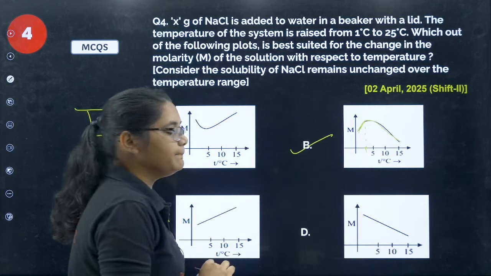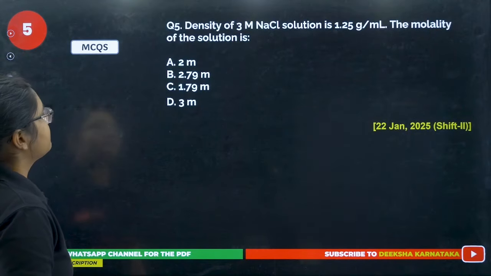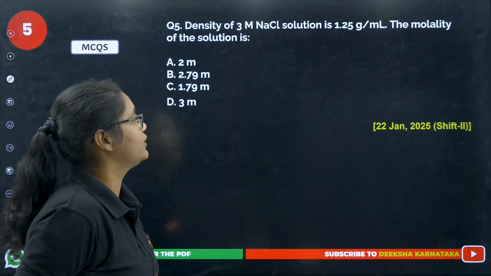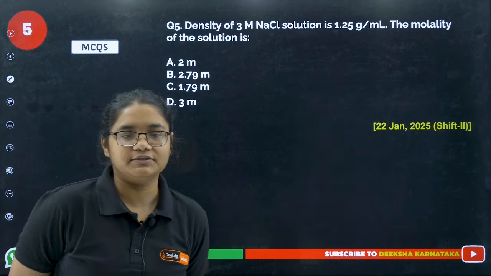So option number B here and not D. Okay, fine. Next, question number 5 here. Density of 3 molar NaCl solution is given. The molality of the solution is. This type of question is very easy.